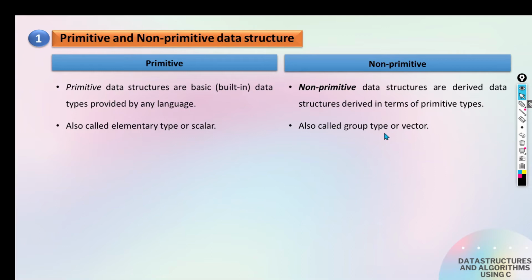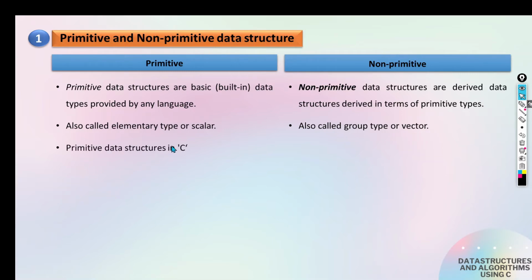They are called group types because they are derived from the existing ones. Why group type? Because here you can store multiple values. Getting it? A group of values is also called an array, or we can even call it a vector.